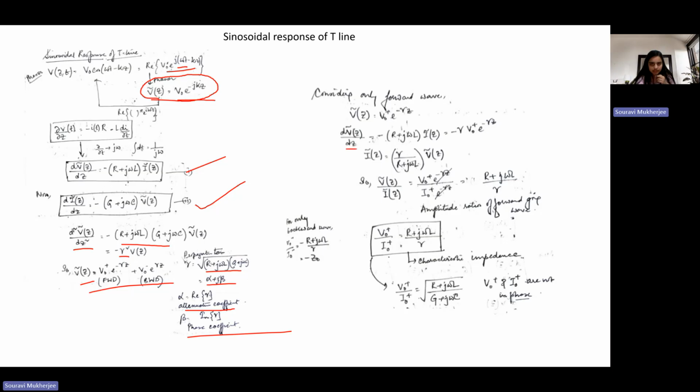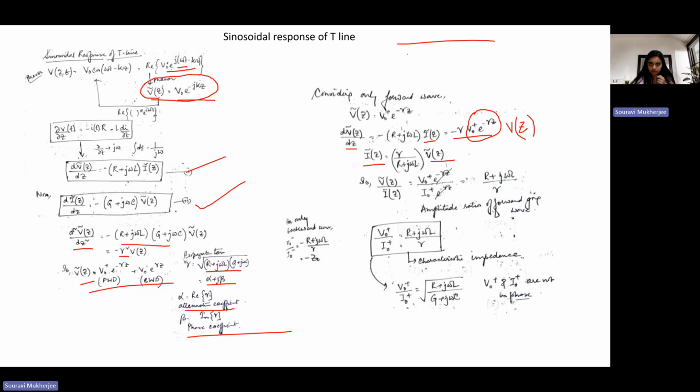So now what is del V by del z? Del V by del z is nothing but minus gamma into V0 plus e to the power minus gamma z, right? So now you can get a relation between iz and vz, right? This term is nothing but your vz. So now basically you can write a relation between the two, iz and vz. Now, what will be the ratio of the two? That is your impedance, right?